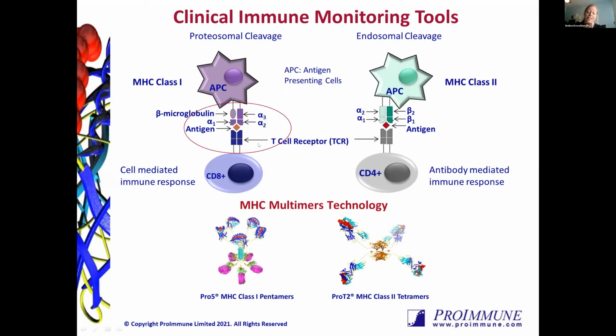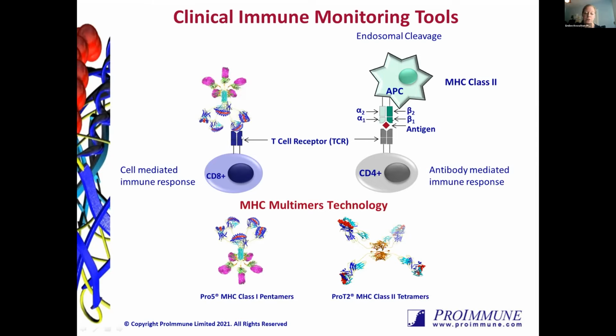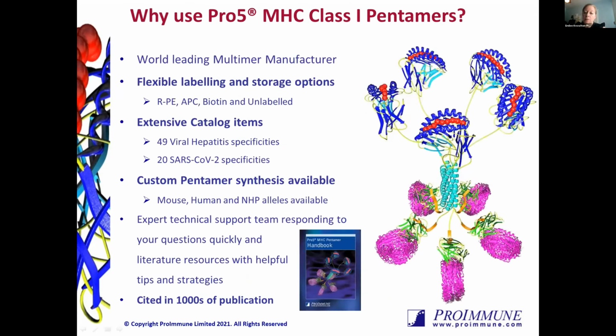So of course, to detect these antigen-specific CD8 T cells, as we've just heard, we have our Pro5 pentamers, which consist of 1, 2, 3, 4, 5 MHC peptide complexes. Those 5 MHC peptide complexes are configured through a coiled coil domain. And then there are 5 fluorescent tags, which allow for very bright and uniform staining by flow cytometry.